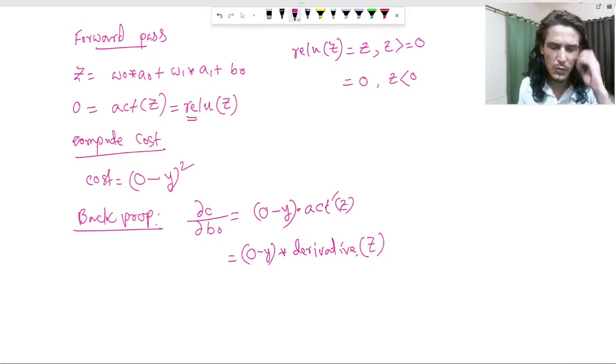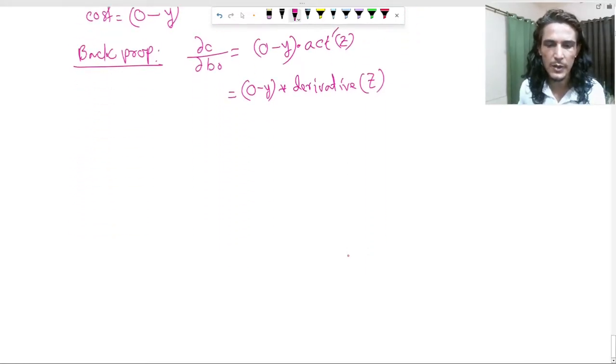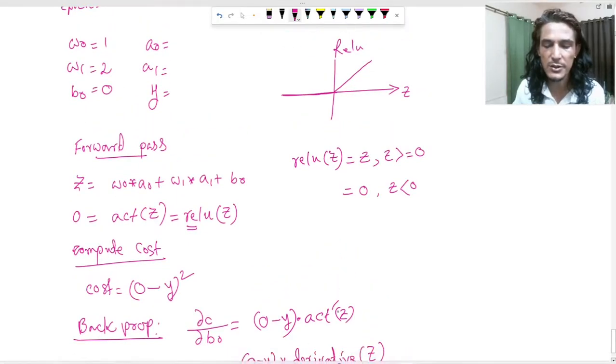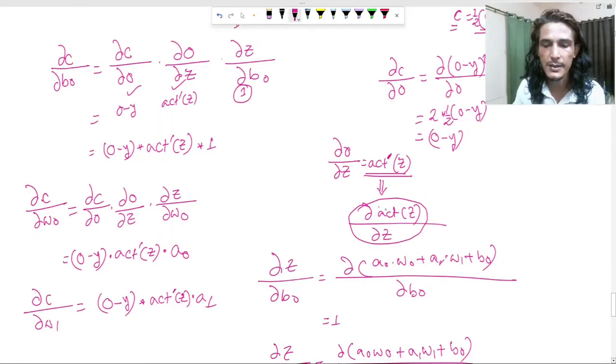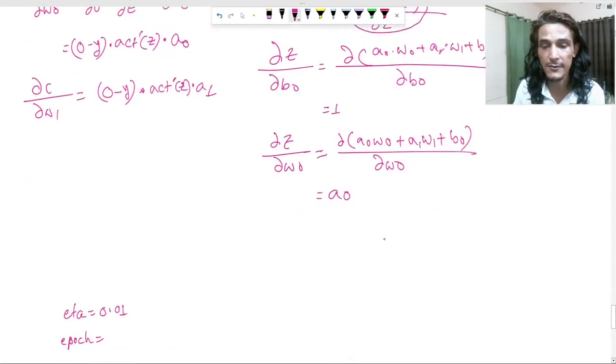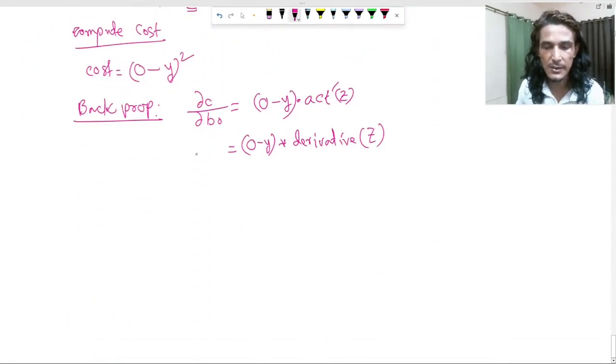Now let's see what exactly that thing is. What is this activation prime of Z? It is actually the rate of change of the activation function, given the input Z, with respect to Z itself. So if we want to implement it, we have to write the code for it. So we'll be writing what this derivative is: suppose a function derivative of G, it is equal to what?